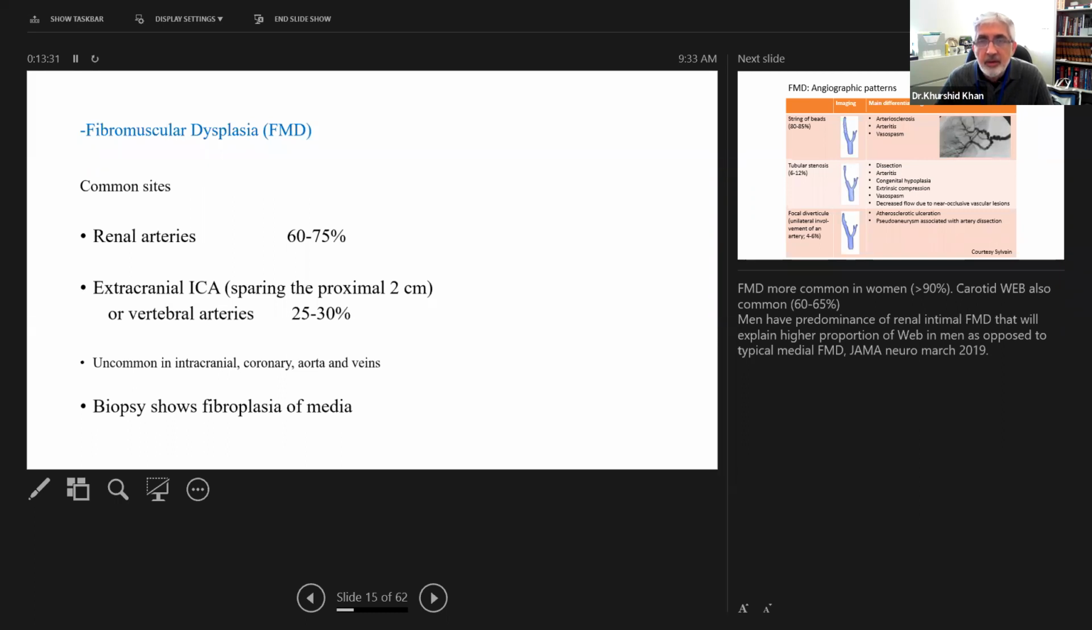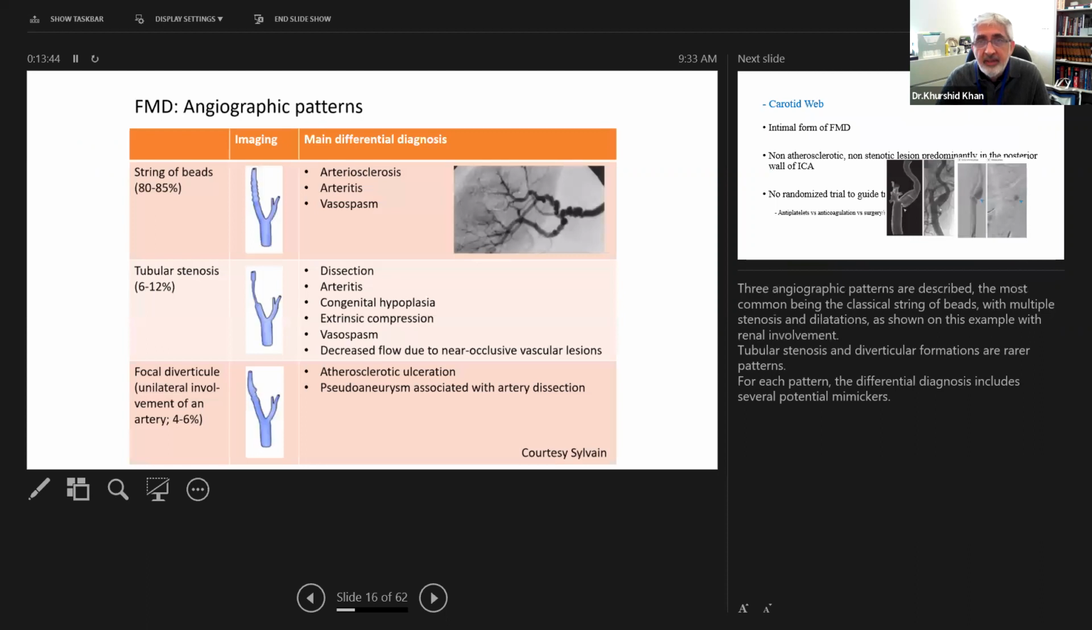Intracranial arteries are not commonly affected as a result of fibromuscular dysplasia, and if one were to do a biopsy, it will show fibroplasia of the media of the vessel. And these are some of the different types of fibromuscular dysplasia, the most common being a string of beads appearance in 80 to 85% of the cases.